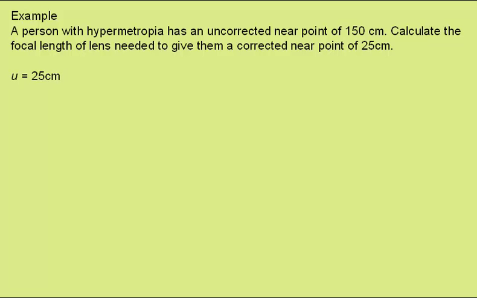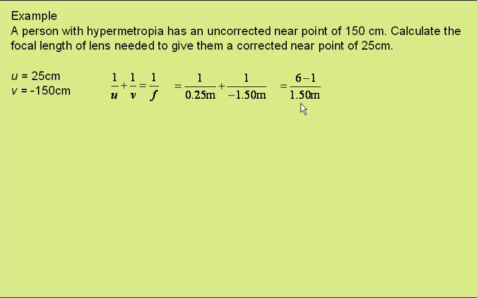Well, in this case, u, the distance to the object, is 25 centimeters. We want them to be able to see an object 25 centimeters from their eye. The distance to the image is minus, because it is a virtual image, at the opposite side of the lens to where the image would be formed on a screen, of 150 centimeters. We can then use the lens equation as normal, and putting in the numbers, 1 over u of 0.25 meters plus 1 over v of minus 1.5 meters. Putting over a common denominator, we get a focal length of 0.30 meters or 30 centimeters.